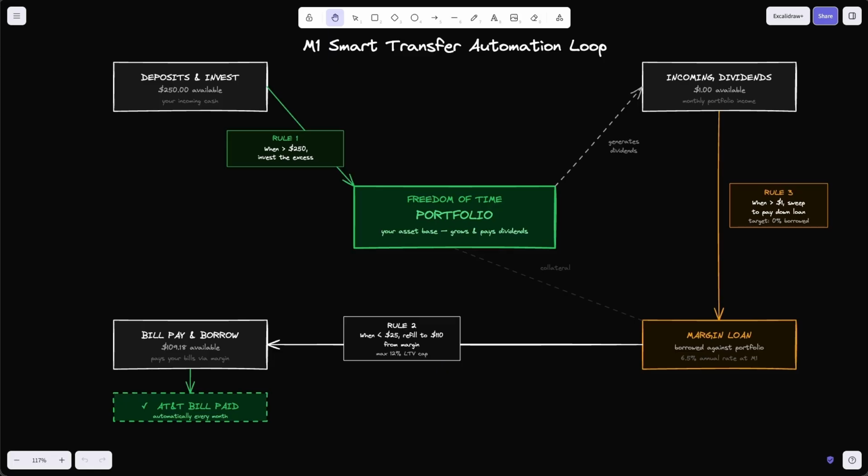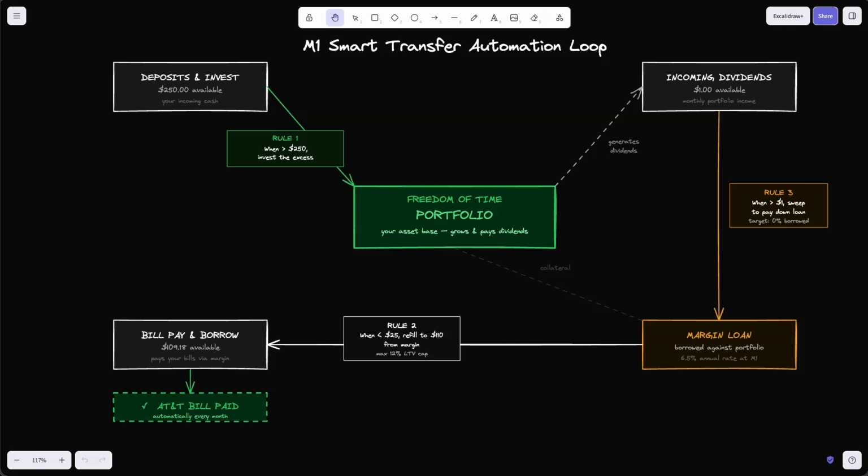Money comes in, gets invested automatically. Bills come due, portfolio borrows automatically. Dividends arrive, debt gets paid down automatically. The whole system runs on its own. My job is to keep funding the account.